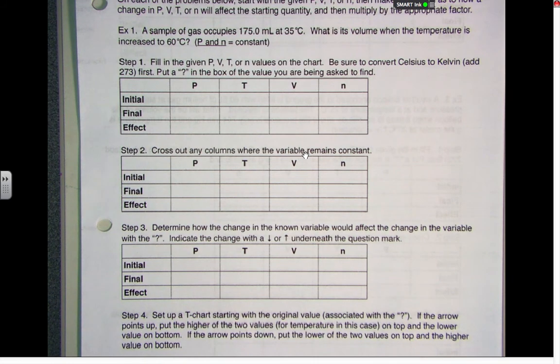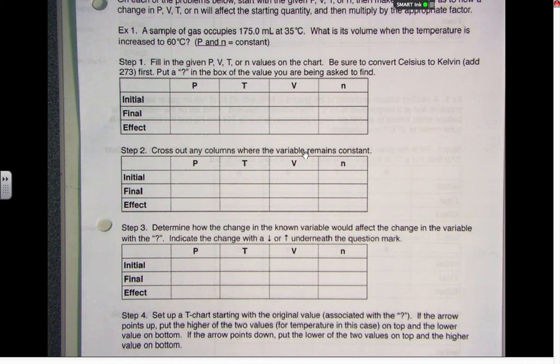The process for finding values will look like this. On each of the problems below, we start with a given P, V, T, or N. We make a decision as to how a change will affect the others, and then multiply by the appropriate factor. Example 1: we have a sample of gas that occupies 175 milliliters at 35 degrees Celsius. We are asked to find the volume when the temperature is increased to 60 degrees Celsius. So our pressure and number of particles will remain constant.